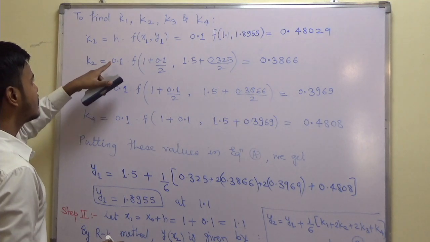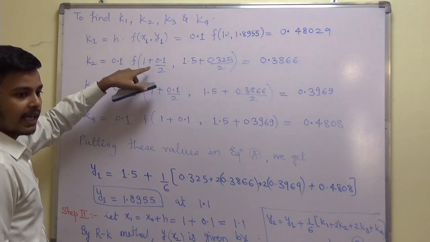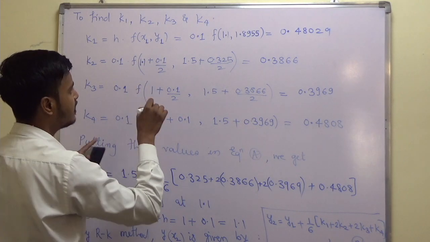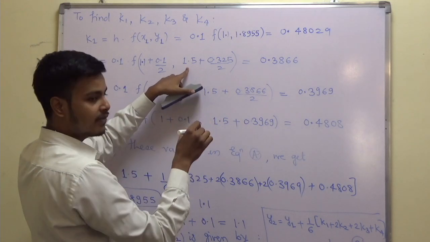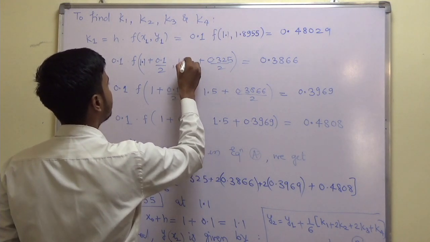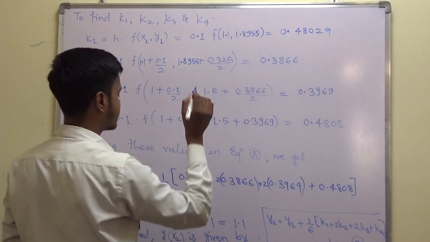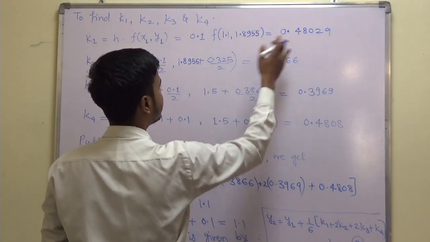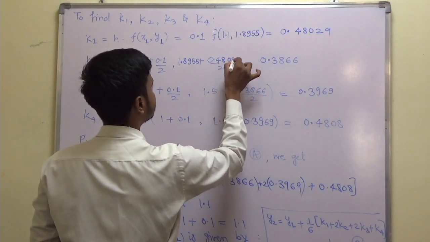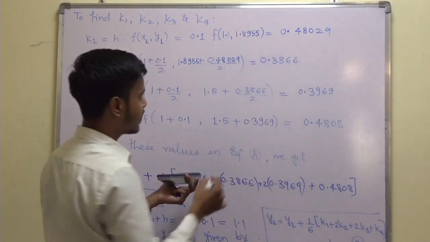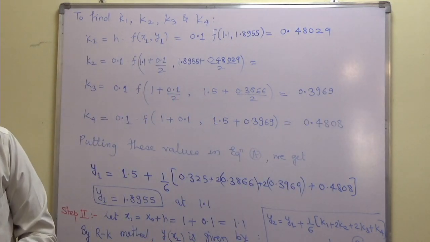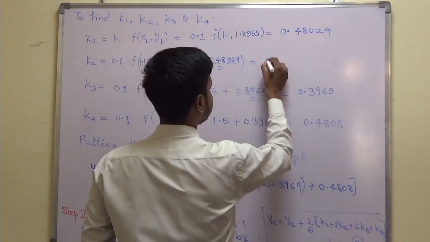Likewise, you can find k2. k2 is h into f of x1 plus h by 2, that is 1.1 plus 0.1 by 2, comma, y1 plus k1 by 2. y1 is 1.8955 and k1 is 0.48029. This value comes out to be 0.5883.